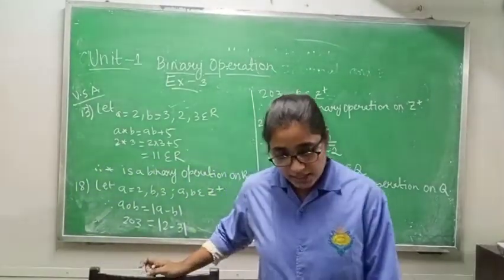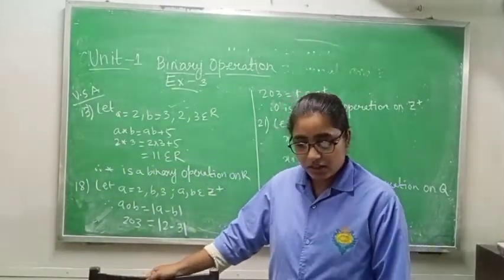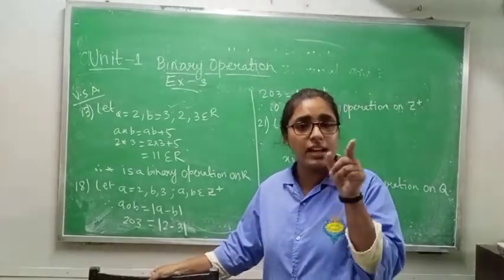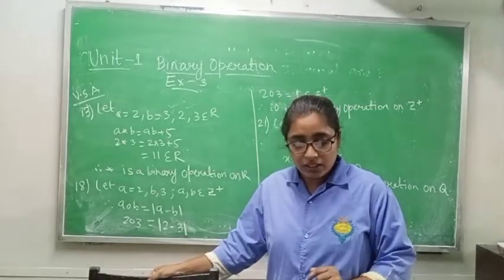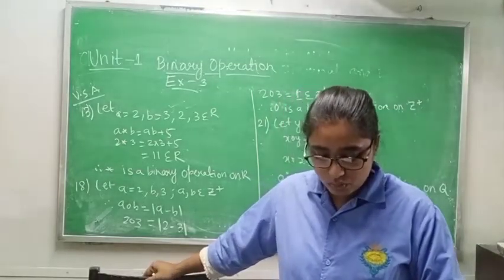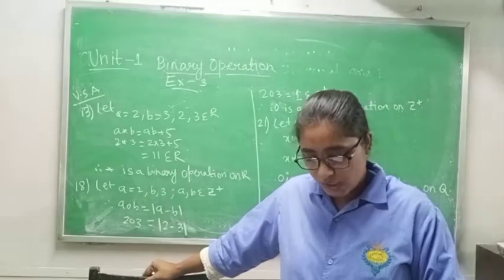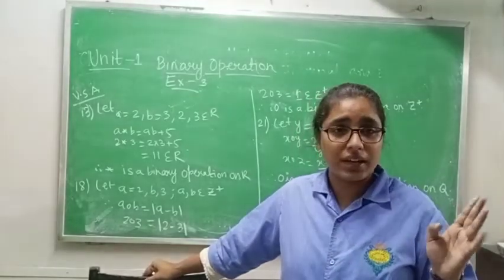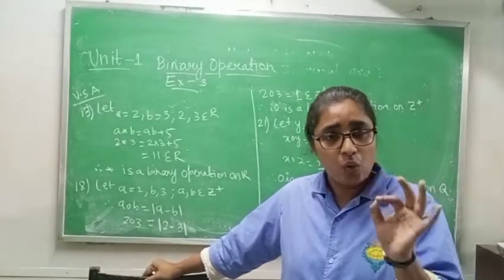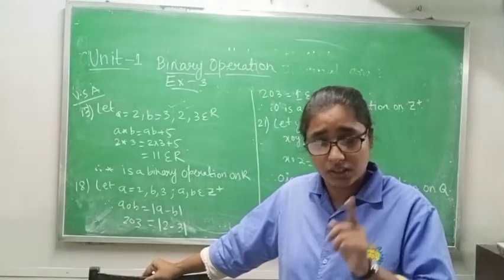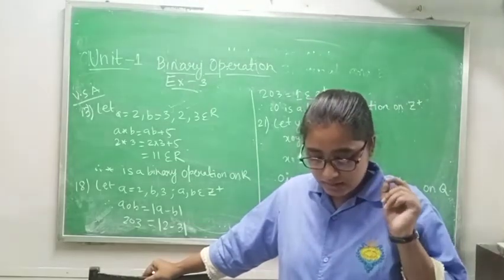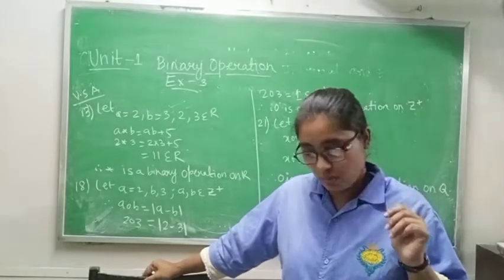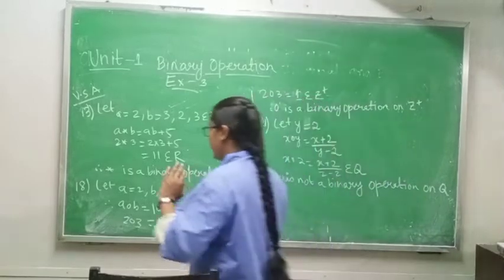It is given: examine whether the operation circle on Z plus, meaning positive integer, is defined by A circle B equals mod of A minus B for all A, B belongs to positive integer. Whenever you have a plus sign with Z, it means positive integer. It means the result will not be negative. -1, -2, -3 will not be your answer. Only positive will come. If it is coming positive, then you will say that circle is a binary operation on Z plus. If it will not come, you will write no.